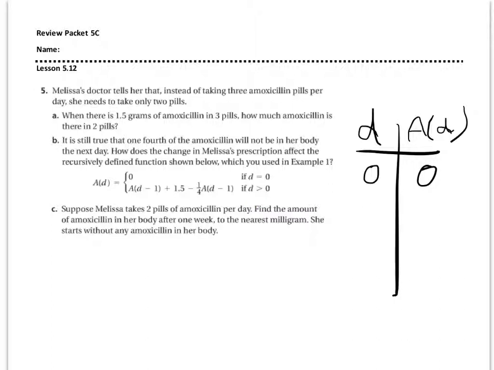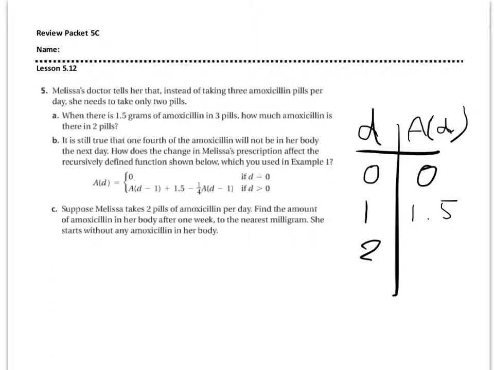0, for example, if it's 1, then you take the previous value and add 1.5 and then subtract 1/4 of the previous one. So day 1: this is 0, because that's this one. And 0 plus 1.5 minus 1/4 of 0, that's 1.5, right? 1.5.